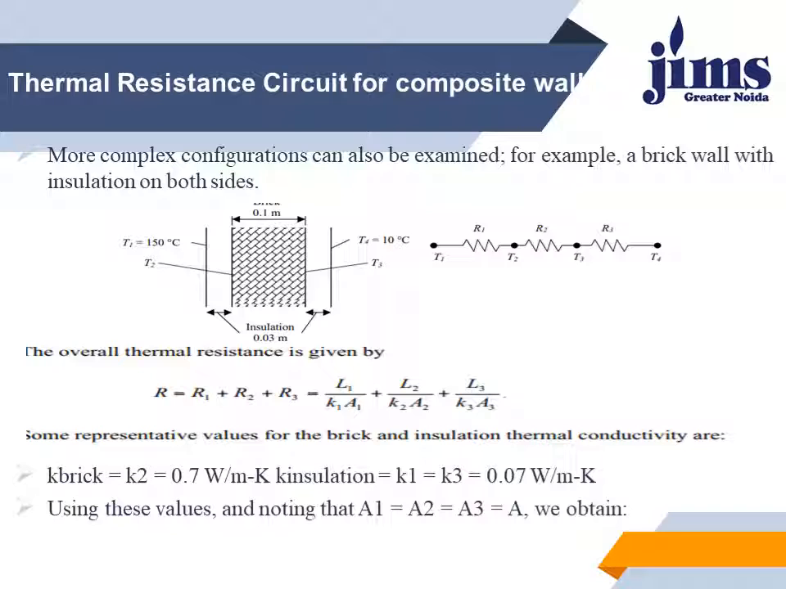So the overall thermal resistance is given by R equals R1 plus R2 plus R3, and from the previous slide we calculated R1 equal to L divided by KA. So R is equal to L1 divided by K1 A1 plus L2 divided by K2 A2 plus L3 divided by K3 A3, where L1, L2, L3 are the thicknesses of the different layers, A1, A2, A3 are the areas, and finally K1, K2, K3 are the thermal conductivities of the different materials.